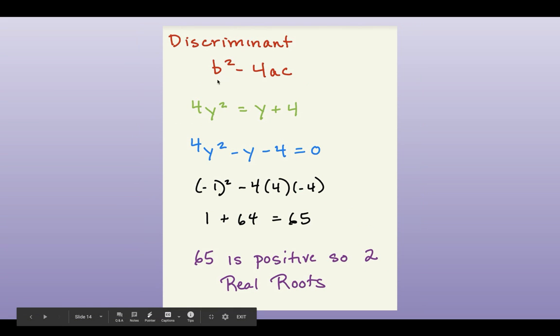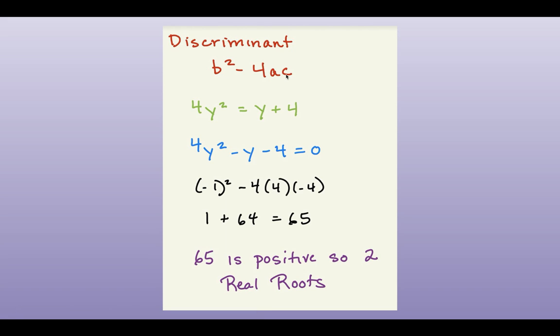When you are asked to find the discriminant, you do not use the radical sign. It is b squared minus 4ac. Given this equation, I need to put it in standard form before I start substituting in for a, c, and b. b squared minus 4ac, I end up with 1 plus 64 to get 65. 65 is positive, so there are 2 real roots.